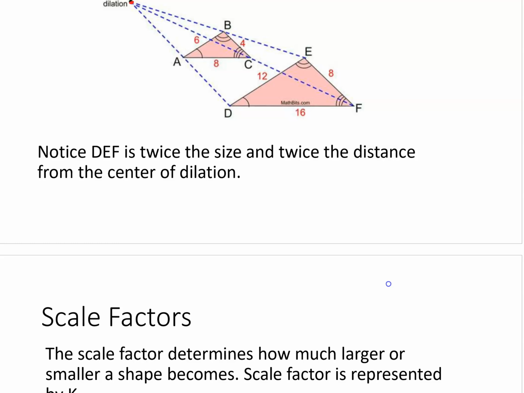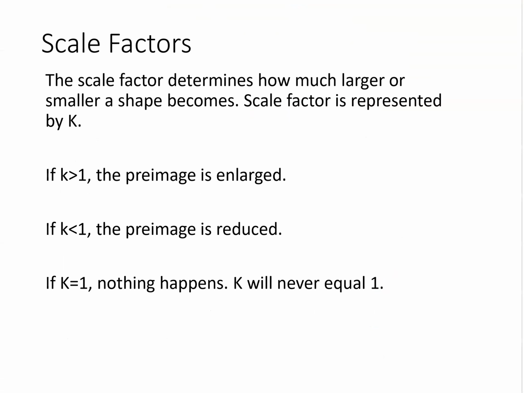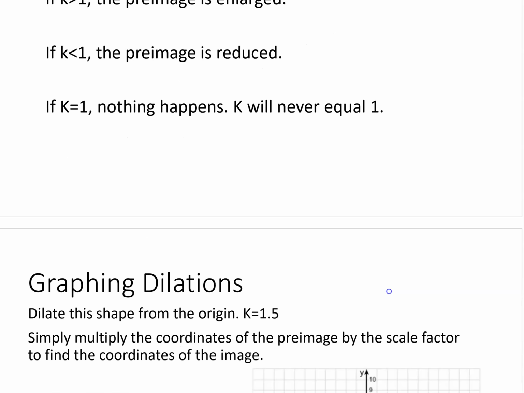So let's take a look at some examples. Your scale factor is the amount that it's going to get bigger or smaller. If that number is bigger than 1, it is going to get larger. If the scale factor is a fraction, it's going to get smaller. If it's 1, then it wouldn't change at all, because when you multiply by 1, you don't change the number. So the scale factor is either going to make it bigger, or a fraction is going to make it smaller.